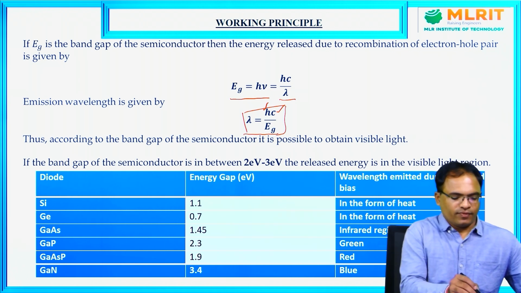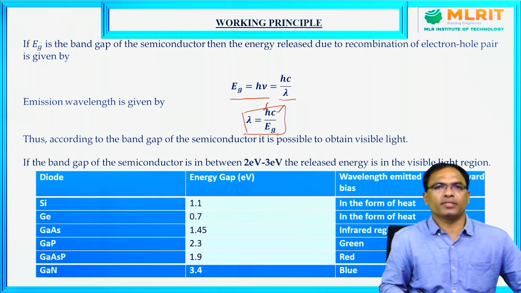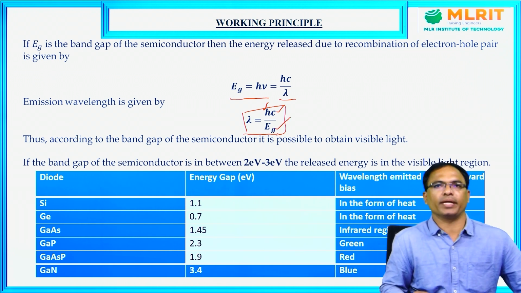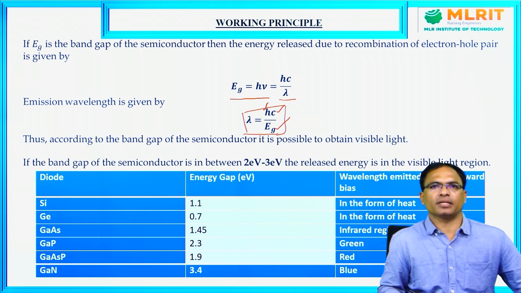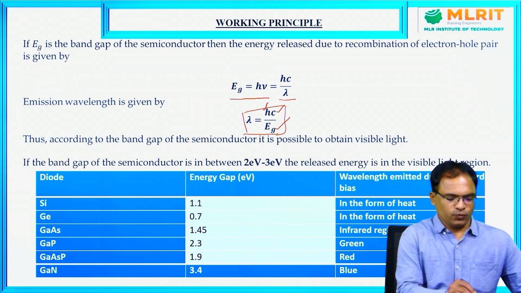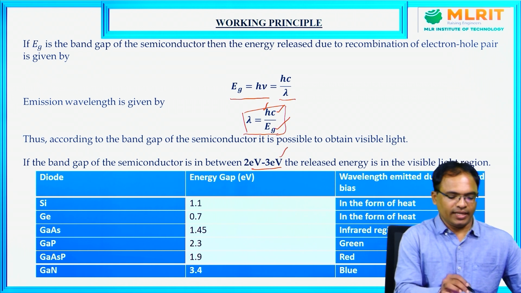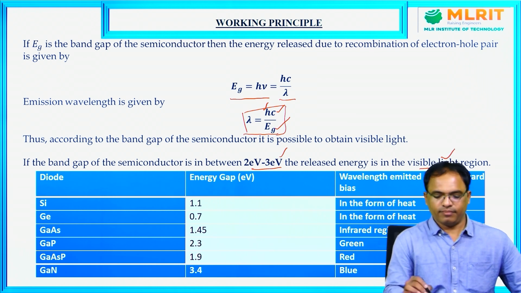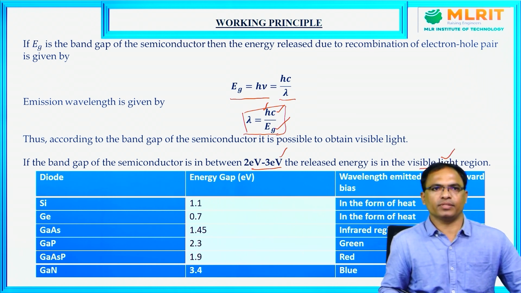Then finally we can say that the wavelength of light emitting from the LED depends upon the energy gap of the material which you are using to make the LED. The energy gap of the material will decide the wavelength of light that is coming out from it. Particularly when we make an LED having an energy gap around 2 to 3 electron volts, in that case the LED will emit visible light. Visible light means the light which we can see with our naked eye.